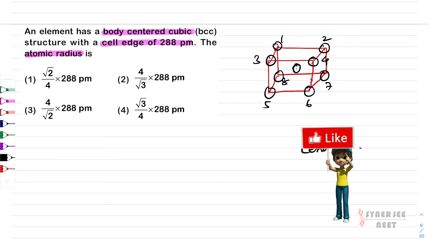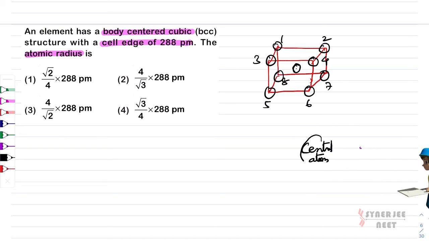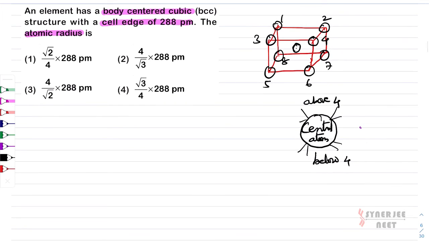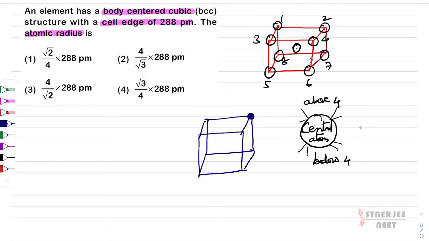The central atom, in the middle of the cube, is in contact with the above 4 atoms and the below 4 atoms. So it is in the center and it is touching all 8 atoms. So if you take the body diagonal of a cube, suppose this is the back side of the top face, top back, let's say TB, and this is the bottom face and front, so let's call it BF. So this is the bottom front point, this is the top back point.